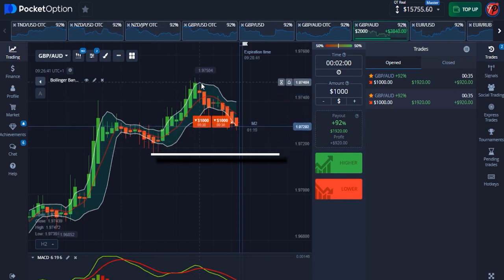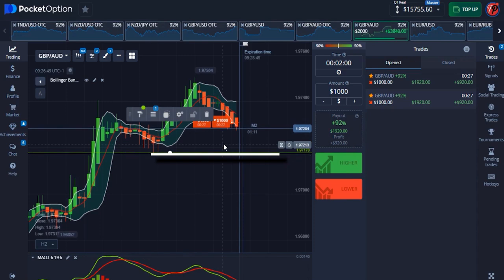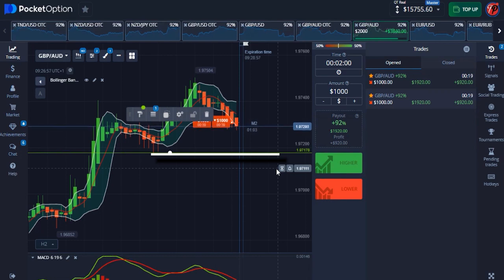So I expect this same trend to reach this particular level. Let me actually spot it out for you guys. So I want it to reach this particular level before it reverses. And I know that in the next 2 minutes, I'm still going to be on the trend. So that's the reason why I entered the trade.